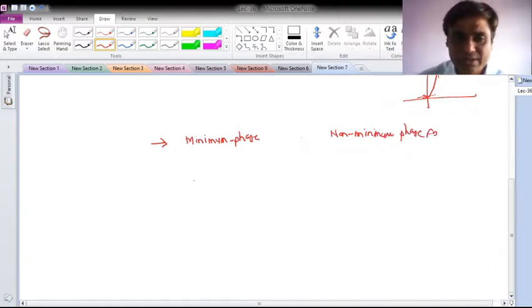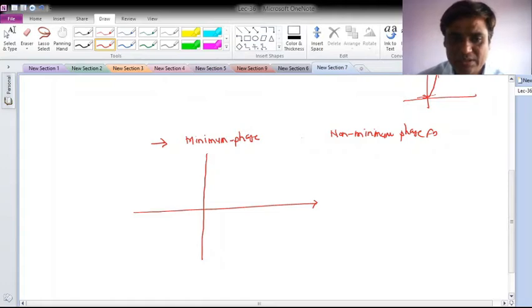Okay, so minimum phase function is where I will have the pole-zero plot like this. Say this is my sigma, this is j omega. Okay, and suppose I have the poles like this. These are the locations of the poles, and these are the locations of the zeros, for example.